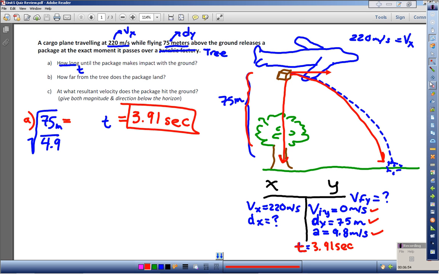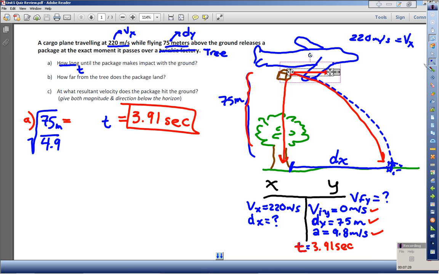Okay, the second part of this question wants to know how far from the tree does the package land. In other words, it wants to know if it's dropped above the tree, what is the horizontal displacement of the package. Keep in mind that this package is moving with a horizontal velocity of 220 meters per second the entire time that it's in the air. In other words, for every 1 second that it's in the air, it will move 220 meters. So we're almost 4 seconds here.